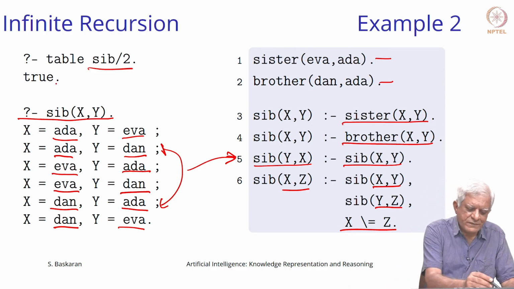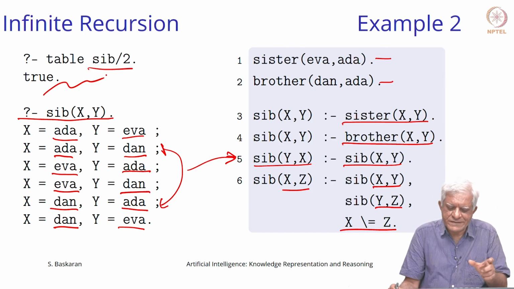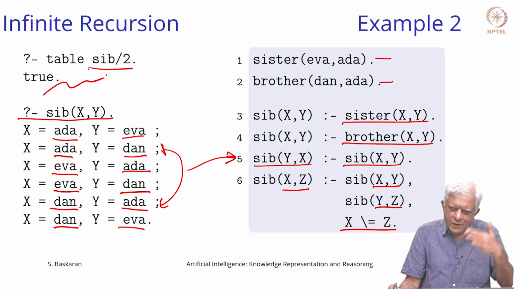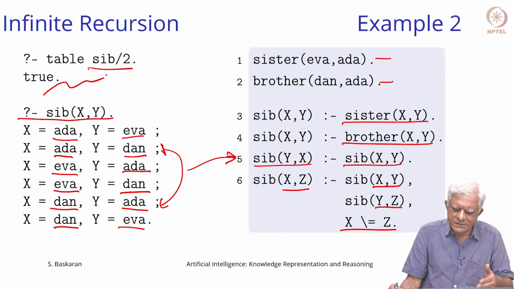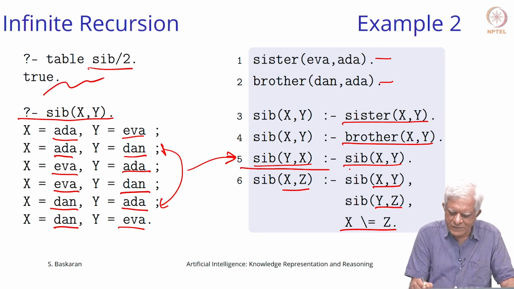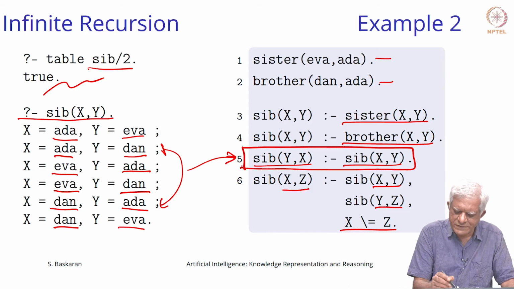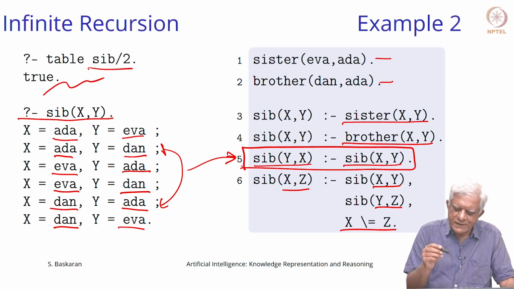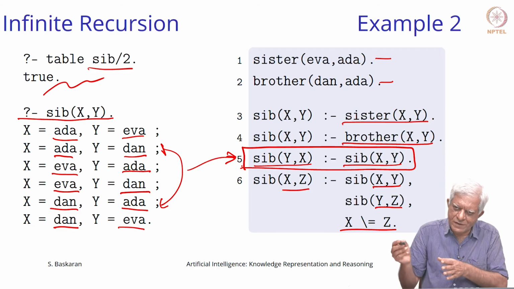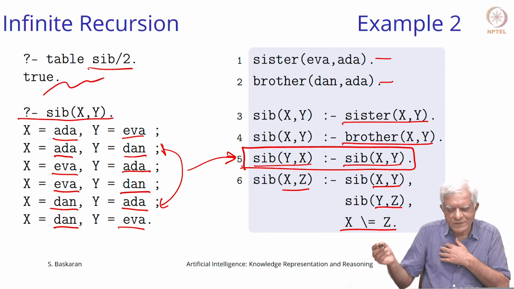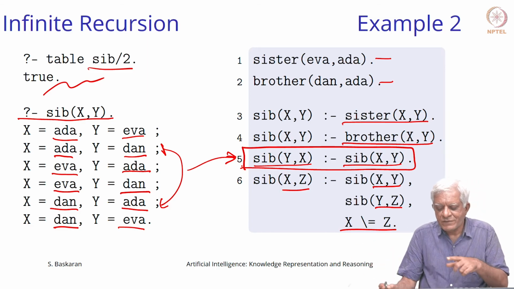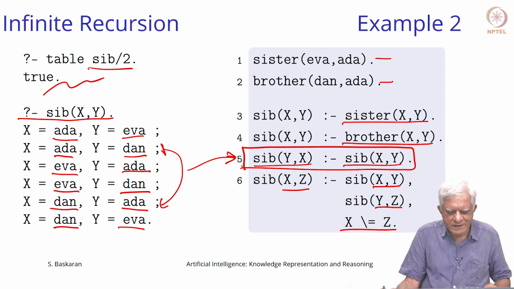But because of the fact that we have used the table feature here, we have stopped with those two answers and we have not gone into an infinite loop, repeating that. So, we are not going into an infinite loop in this clause, that if x is a sibling of y, y is a sibling of x, and therefore, x is a sibling of y and therefore, y is a sibling of x. We are not going into that cycle, and this table feature allows us to do that.